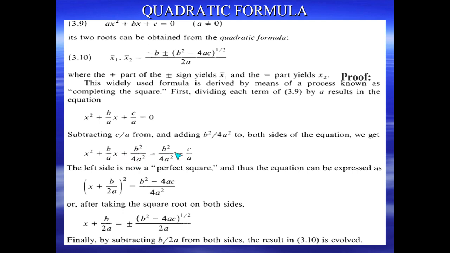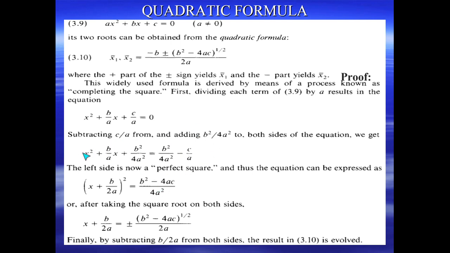And here, instead of adding and subtracting b squared over 4a squared on one side, we added b squared over 4a squared to both sides. So it doesn't change the equation either. We still have the equality here. Great. So what do we have now? We have at the right hand side b squared over 4a squared minus c over a. We can put it in the same denominator by multiplying this minus c over a by 4a. Then we obtain b squared minus 4ac, the whole over 4a squared. The right hand side is this.